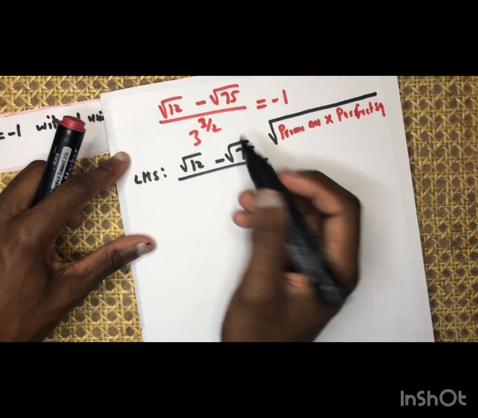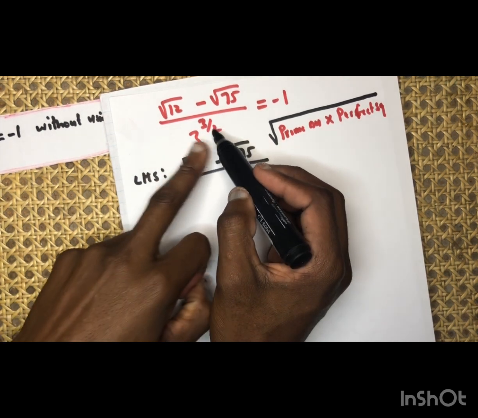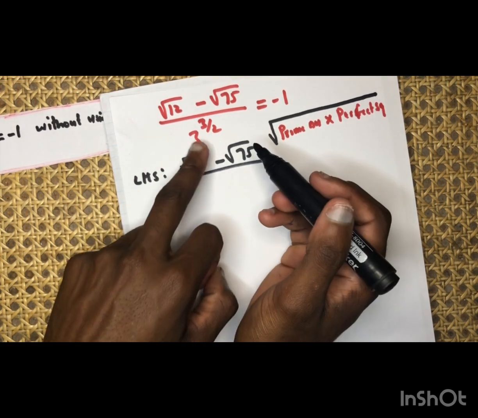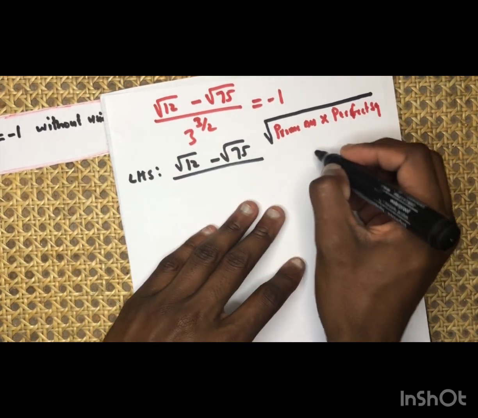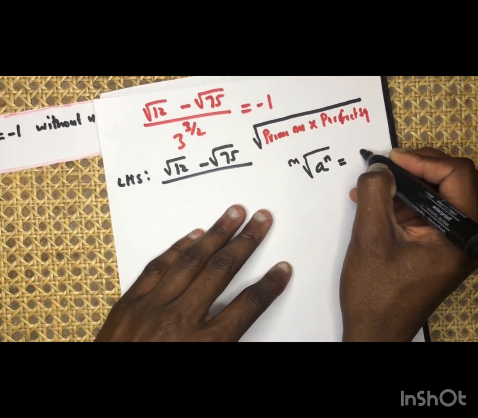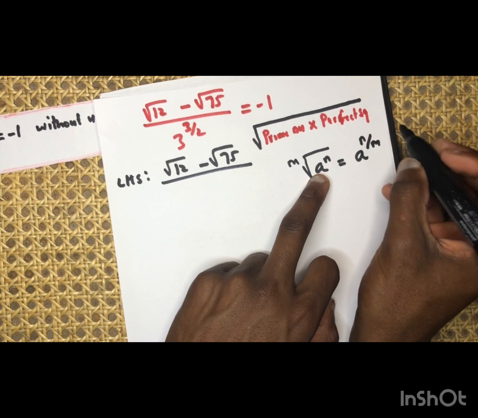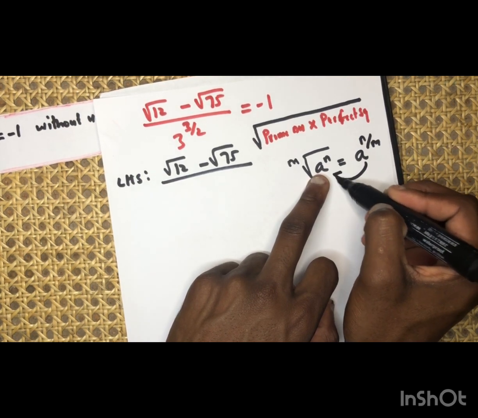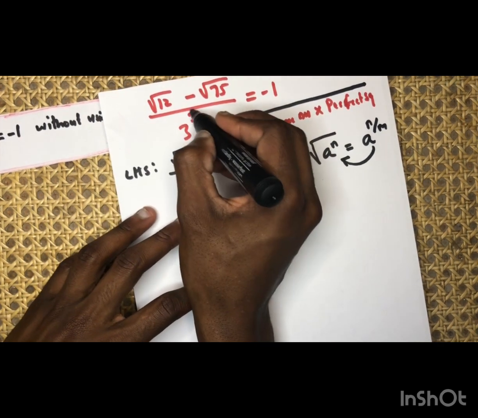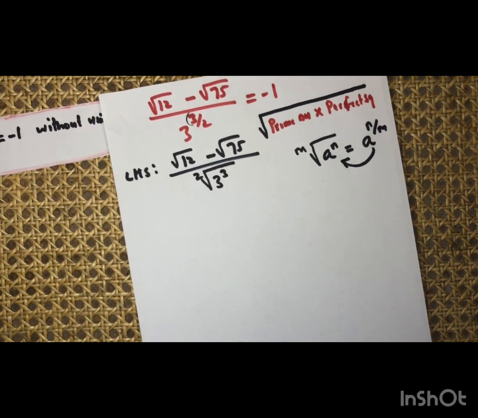Remember, guys, this one is the tricky part here: 3 to the power 3 over 2. Remember your root definition, guys. If I have a to the power m over n, this is the same as the nth root of a to the power m. So I will take it to this form. I'm going to have a square root like this. Then remember, this was inside the square root, so it's 3 to the power 3, then we have 2 outside. Understand?